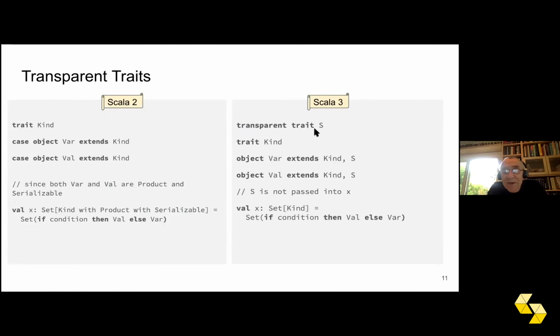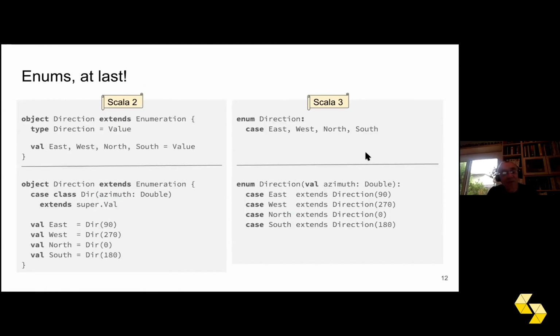But in Scala 3, we can say transparent trait. And that transparent trait will tell the compiler that when we pass it somewhere, we will not need to pass all the other traits that are implicitly included. Like here, we can have a set of Kinds, and here we choose either this or this, so the result is Kind, and we don't say that it's Product and Serializable. So that's what transparent trait is used for.